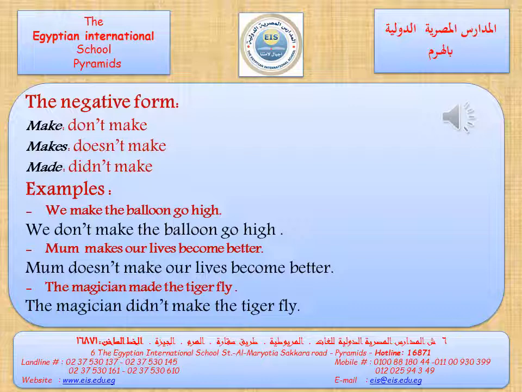Example number 3, the magician made the tiger fly. This sentence happened in the past, so the negative form is the magician didn't make the tiger fly.